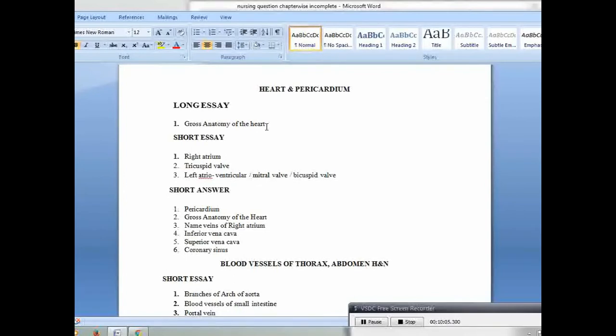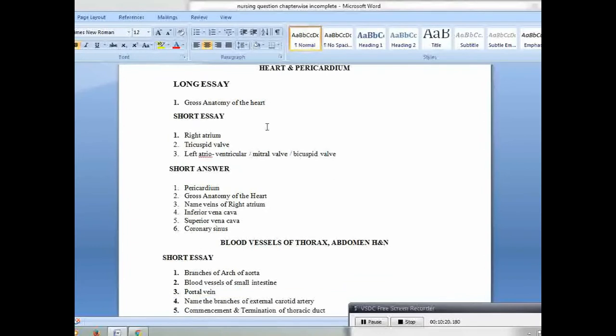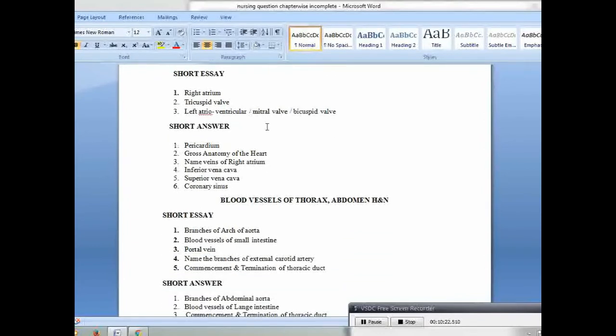Left atrioventricular mitral valve. That is the valve between the left atrium and the left ventricle. It's called bicuspid valve. Here you will mention about different cusps that are attached to this and why it is called bicuspid valve. So short answers. Pericardium. Here you can mention about the different pericardia, that is fibrous pericardium and the serous pericardium, and the pericardial cavity, the clinical aspects of it.